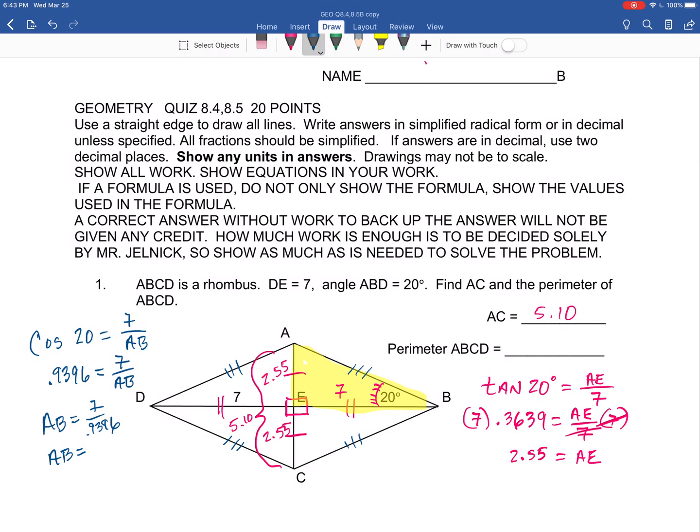7 divided by 0.9396. Yeah, there we go. 7.45. Again, that's not what I'm asking for though. I'm asking for the perimeter. So you got to multiply that 7.45 times 4. And there we go. I got 29.80. That's the perimeter right there, 29.80. Any units now? No units.